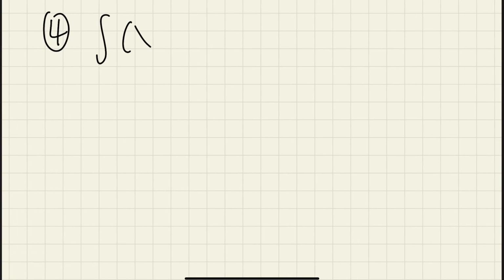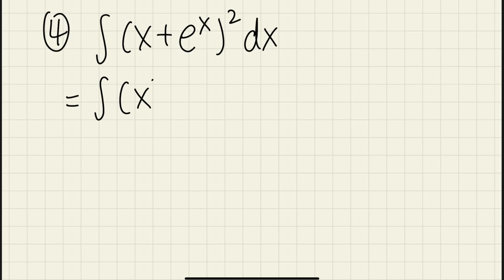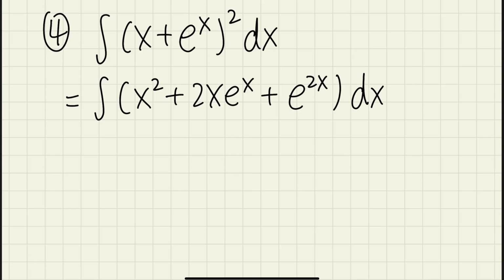Now, number 4. Here we have the integral of x plus e to the x, squared. Well, we don't need to do any substitution. It's just a matter of multiply it out and then integration by parts. So when we expand the binomial, we square the first, and then we add 2 times the first and then the second, and then we add the square of the second. E to the x squared, we multiply the exponents, so that's e to the 2x. Okay, integrating the first one, that's just 1/3 x to the third power.